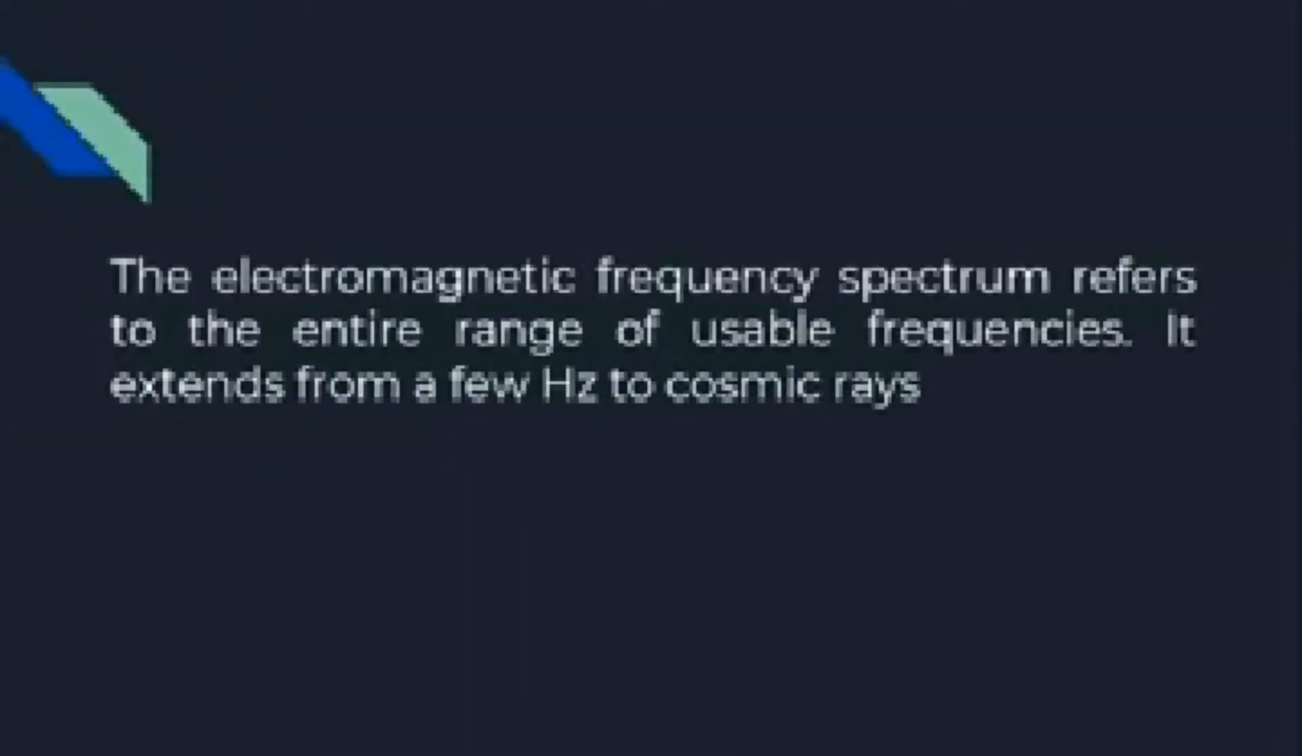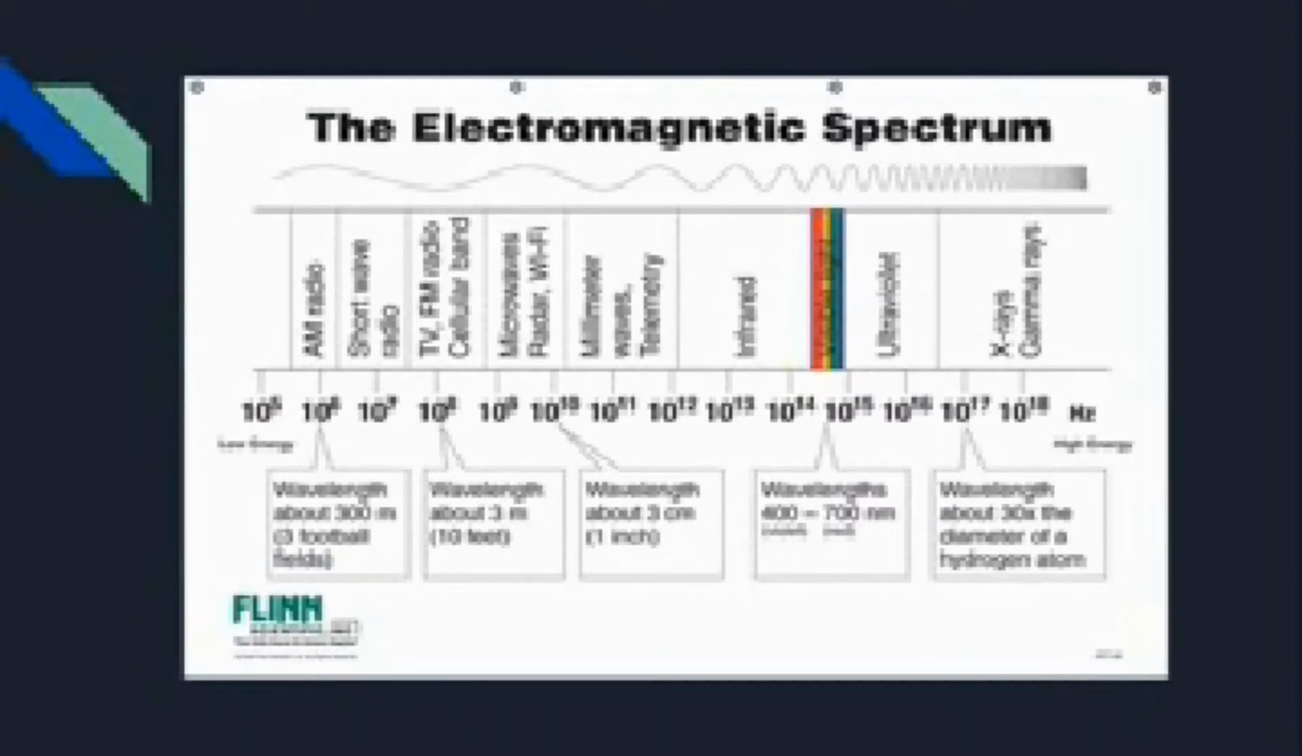What is an electromagnetic spectrum? The electromagnetic frequency spectrum refers to the entire range of usable frequencies. It extends from a few hertz to cosmic rays. As you can see from the diagram, it refers to the entire range of usable frequencies. The lowest frequency range is 10 raised to 0, which is subsonic, and the highest frequency range is 10 raised to 20, which is the gamma rays.